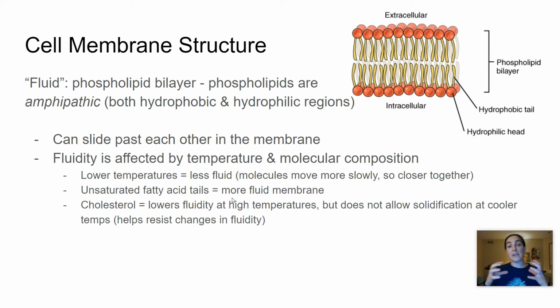But at higher temperatures, cholesterol actually forms bonds. They're weak bonds, but it forms bonds to a bunch of the phospholipids around it. So that helps hold the molecules together as the temperature goes up. So cholesterol kind of helps to moderate the fluidity of the membrane and keep it about where cells need it to be so that it doesn't get too fluid when it gets warm, but it also doesn't get too solid when it gets cold.